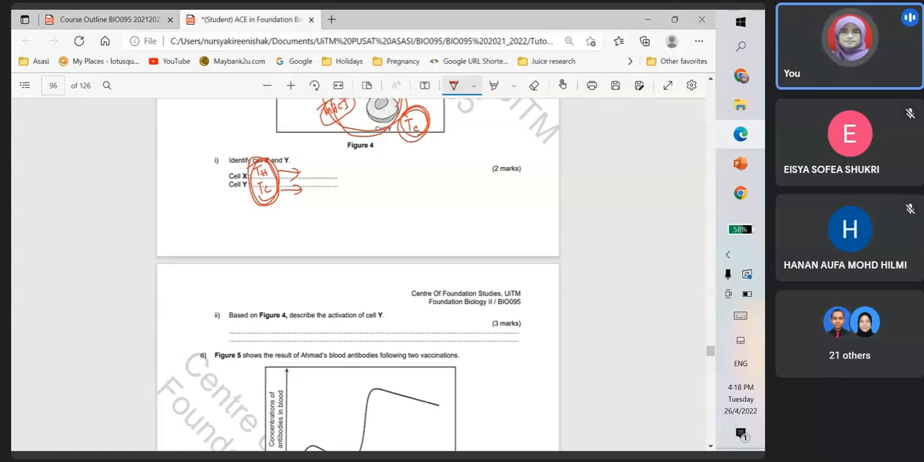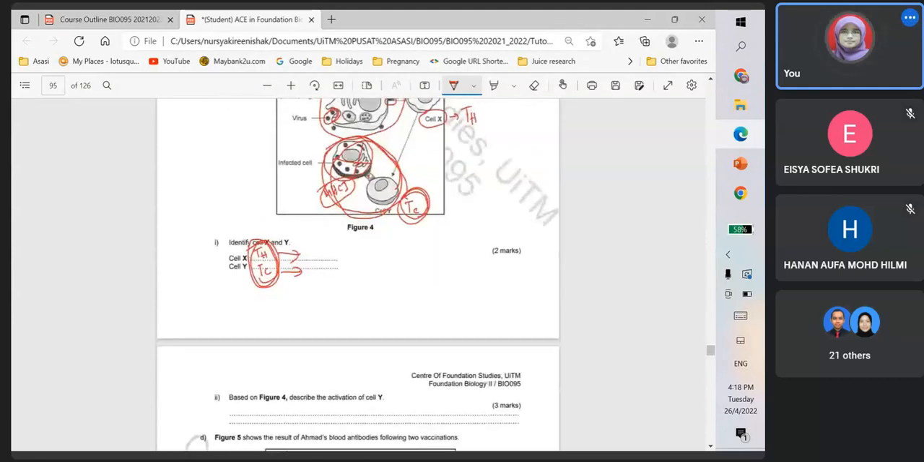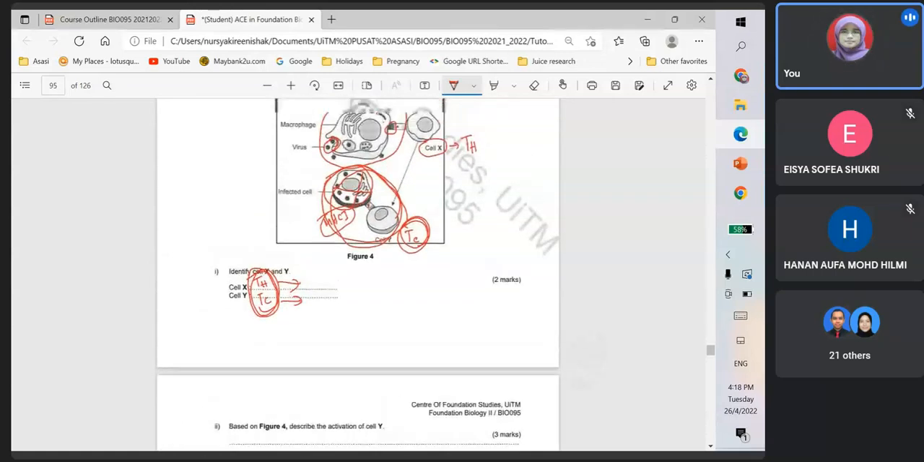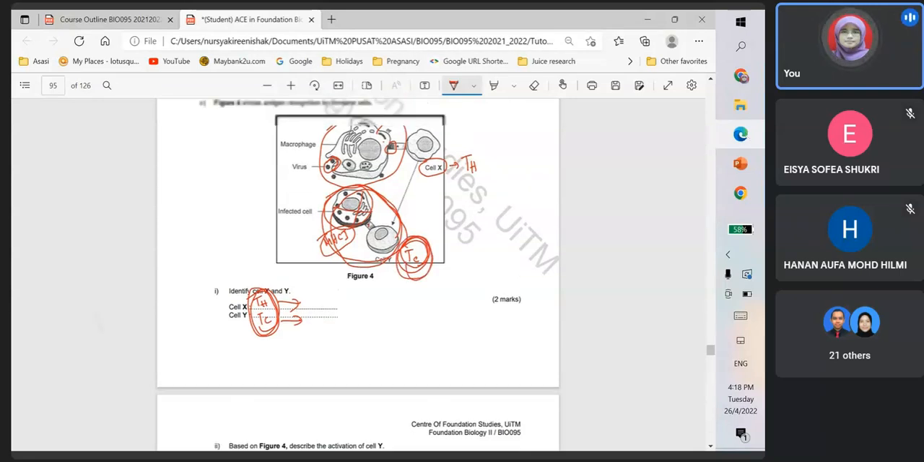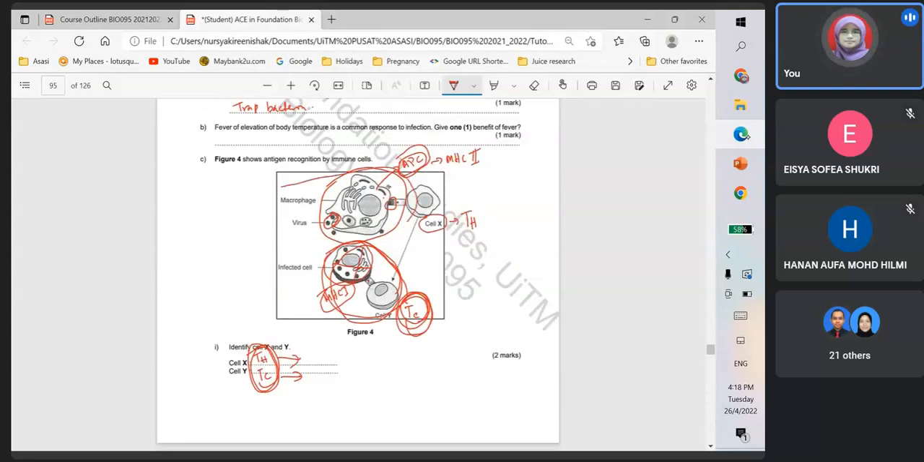So you got the full 3 marks lah. So basically, describe the activation of cell Y. So cell Y adalah cytotoxic T cell. It has to be activated. How to activate this cytotoxic T cell? Dengan cara yang ni dulu. Or explain yang macrophage ni dulu.